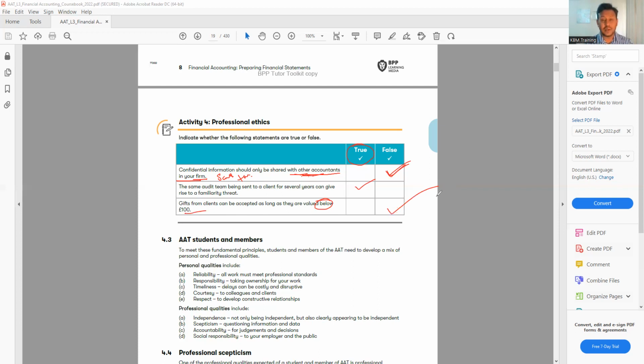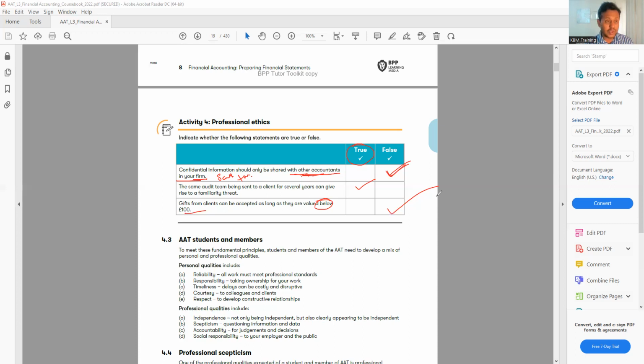The gift is not allowed from the client. It will come under the Bribery Act, remember that. So we can only take the gift if it will not have any impact on my decision. For example, if your client brings a coffee or some lunch for you, and you know that because of this lunch or coffee you're not going to change your decision, then only can you accept that sort of gift. Other than that, a gift is not allowed from the client.